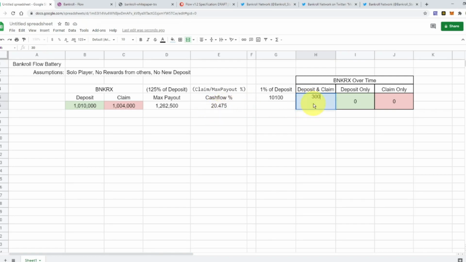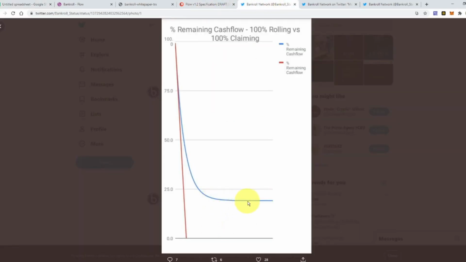Let's take this to 3 million. Pretty damn close. And your 1% of the deposit is going to be 30,000 BNKRX. So now let's say you claim, just to show the concept here, 30,100. Your cash flow percentage dipped below 20%, which if you remember from the graph, that's where it should be. And we know that claiming is going to take you down. So the whole goal of Bankroll is to live somewhere along this 20% line forever.